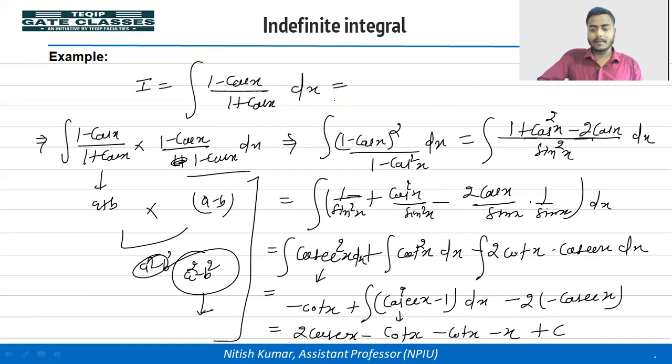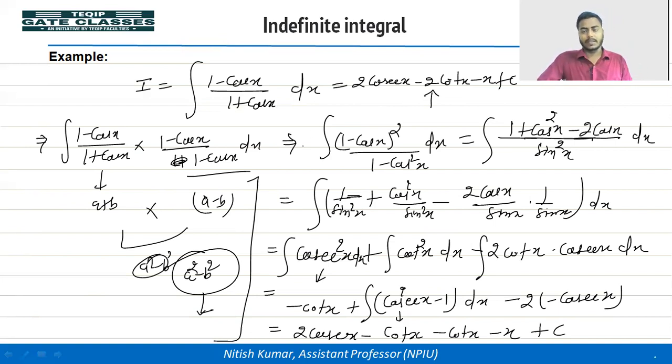Finally I am writing here 2 cosec x minus 2 cot x minus x plus c. So this is the integral of the function 1 minus cos x divided by 1 plus cos x.